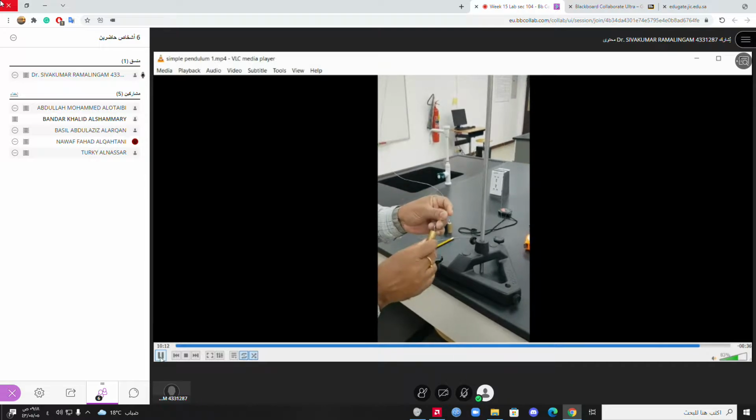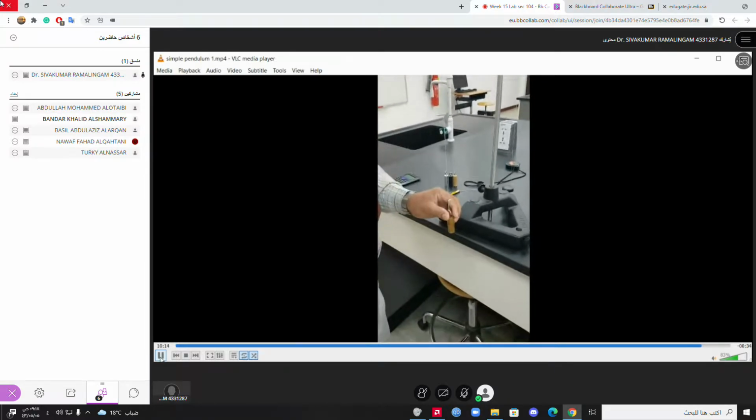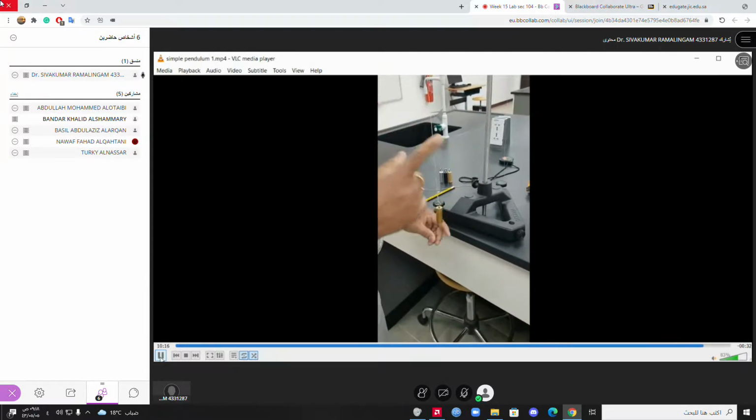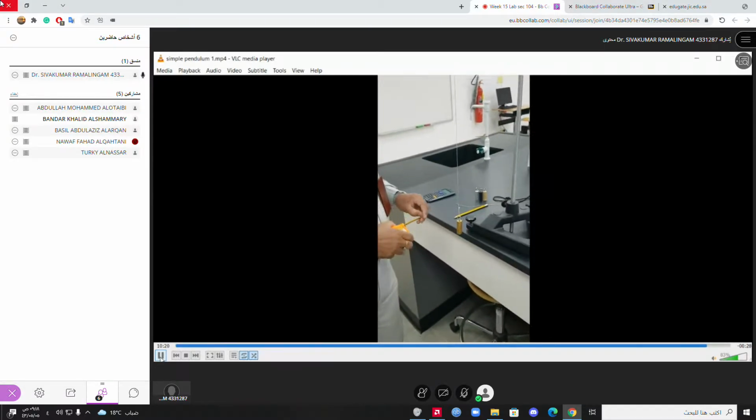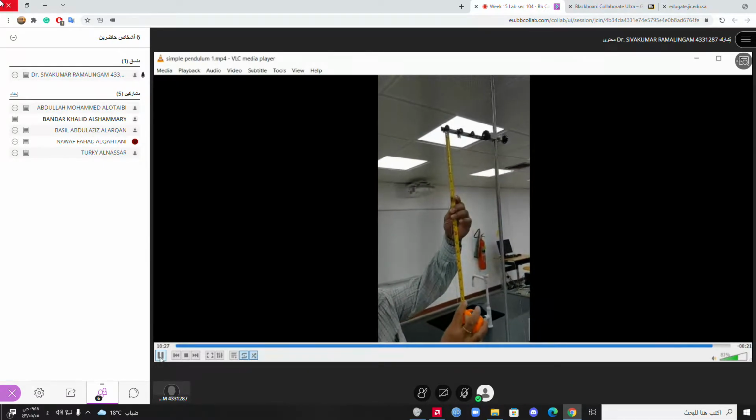Now it is hanging like this. The first part, I'm going to fix the length of the pendulum. It was not working in the morning. One meter. Now the length of the pendulum starts from here.